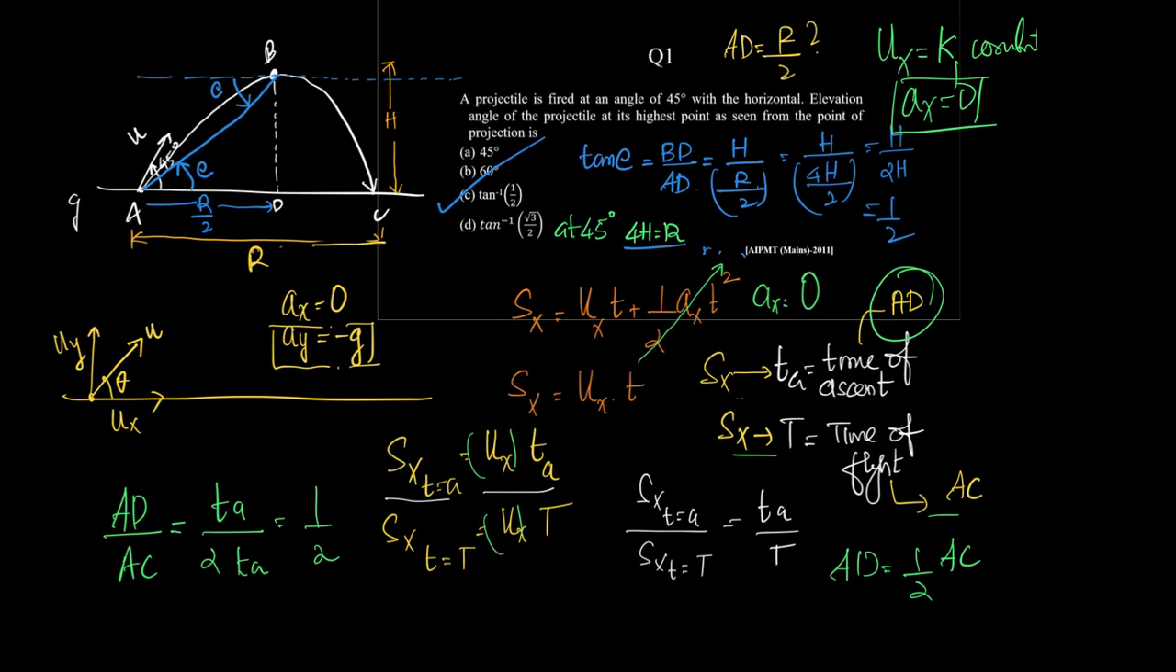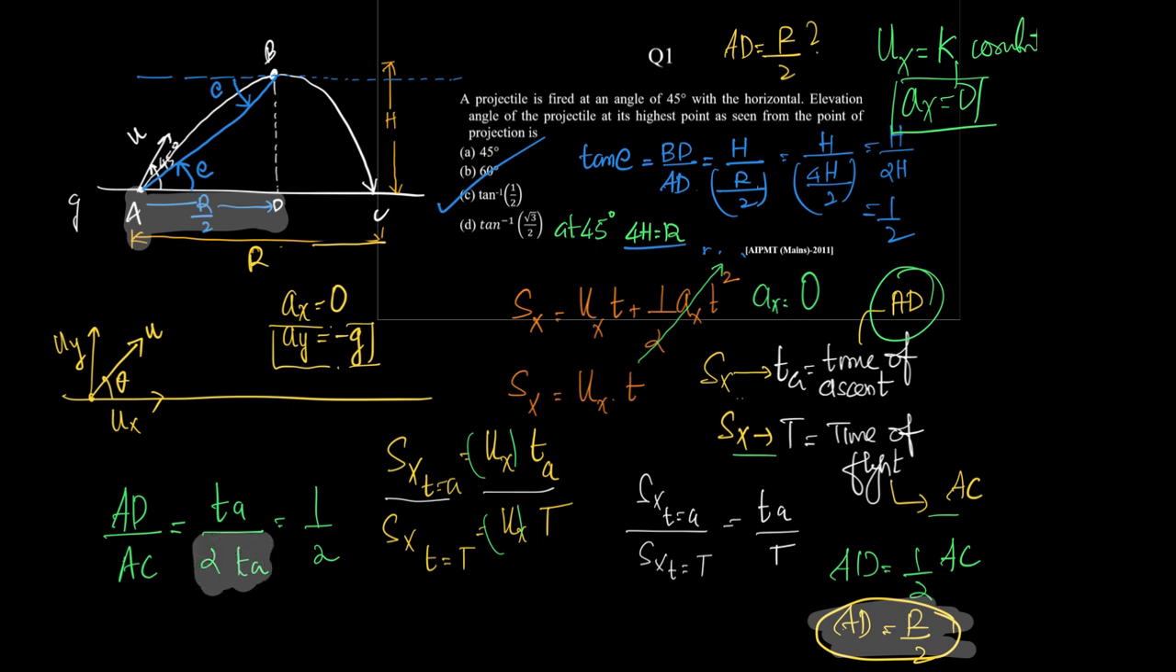Now from the figure, we know that AC is R. So if we substitute in AD is equal to half AC, instead of AC we can write R. So what we write here is AD is R by 2, and that is how we write AD here as R by 2. So now again a question comes up, how is time of flight equal to 2 times time of ascent? Let us discuss it maybe somewhere in another problem when the same concept regarding time of flight comes up.